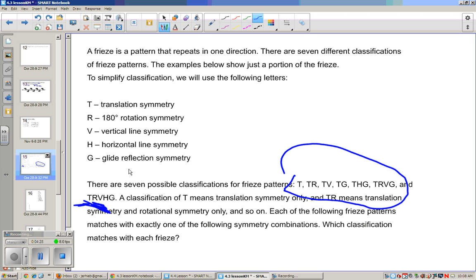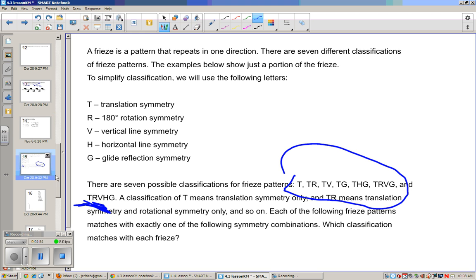So if I look at this, this means it just has translational symmetry. That means I can just take the object and move it and it'll match up with the next image. So this one can be rotated and matched up. This one has translational and vertical line symmetry, glide reflectional, horizontal and glide reflectional, and you get the idea. These letters up here all signify what they are. This is in your book, so you don't need to write it down.